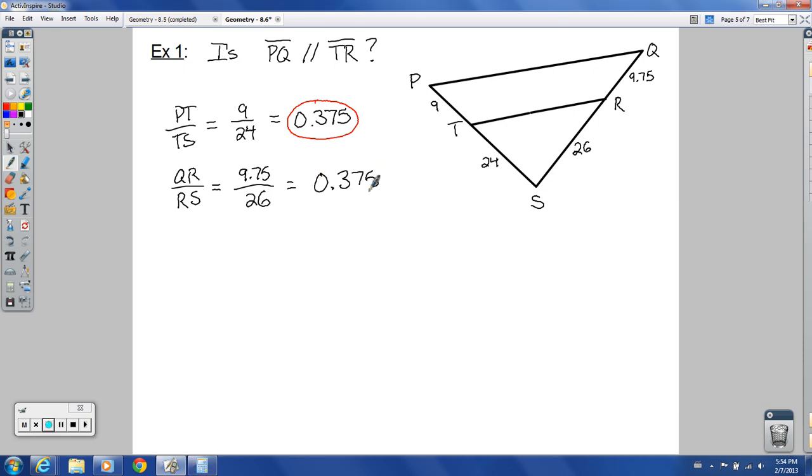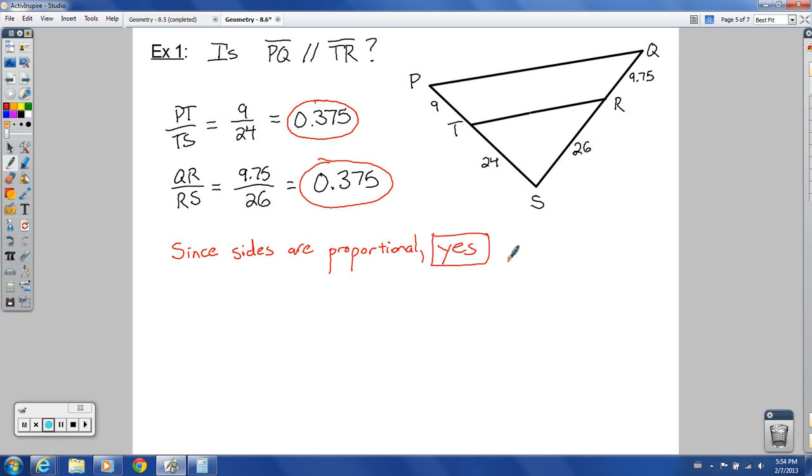0.375, there it is. Are they the same? Are they proportional? Same values? Yes. So what can we say? Since these are proportional, let's write this, let's put that in a different color here. Since the sides are proportional, is this true? Yes, this is true.